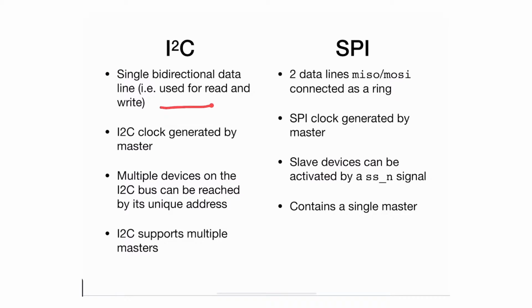Remember, the purpose of a serial communication protocol is to transfer data over one wire. I2C achieves that because it only has one wire for both read and write, and it's called bidirectional.